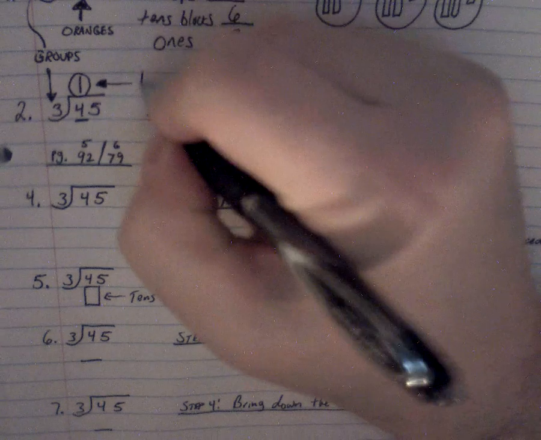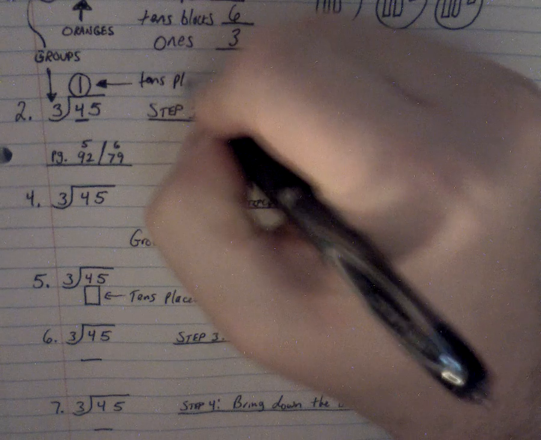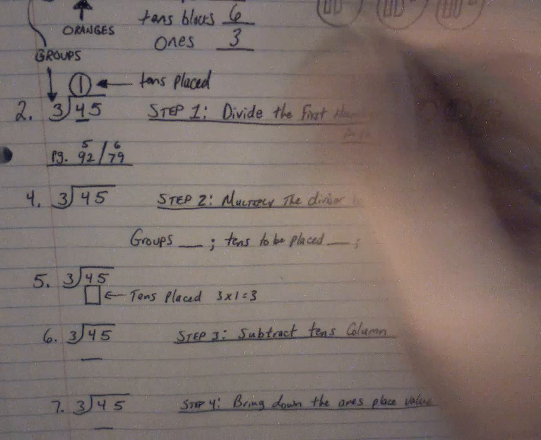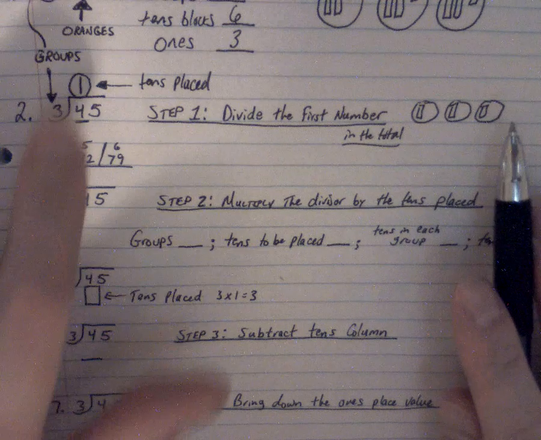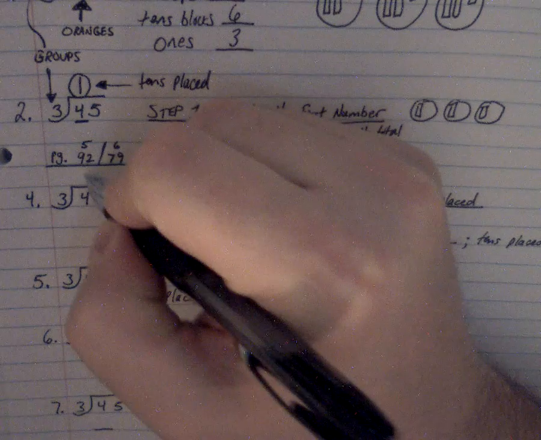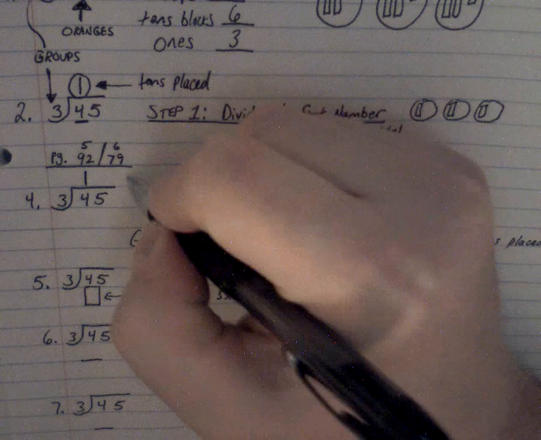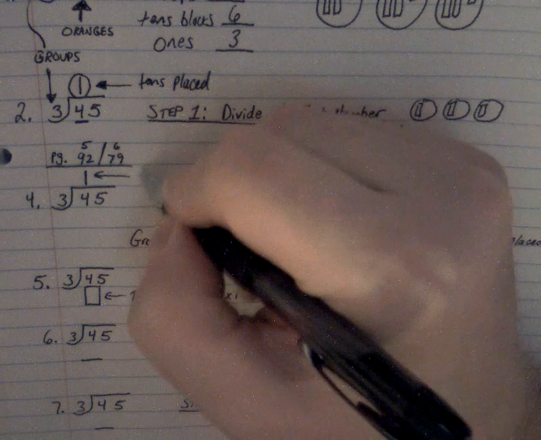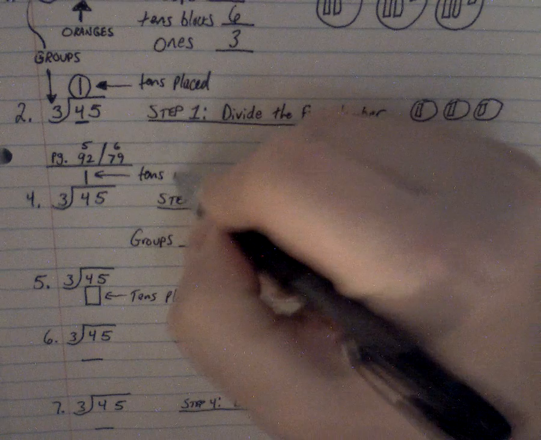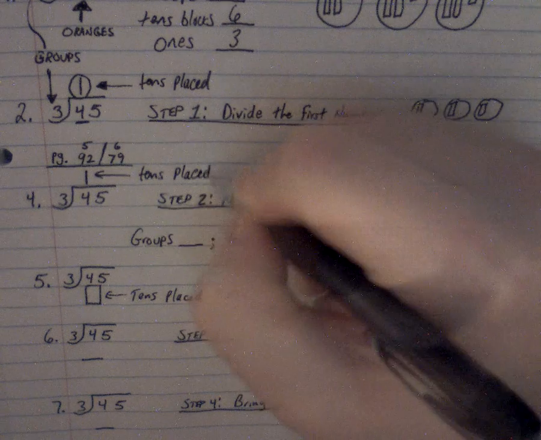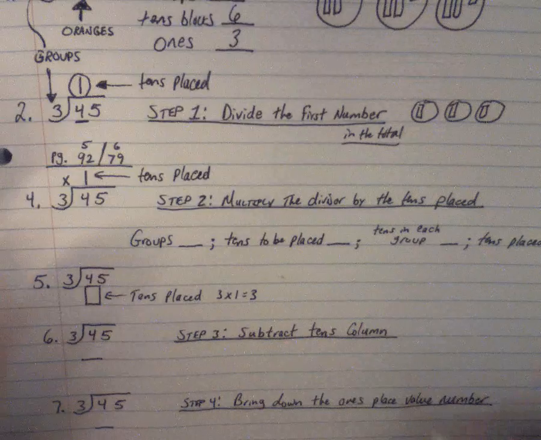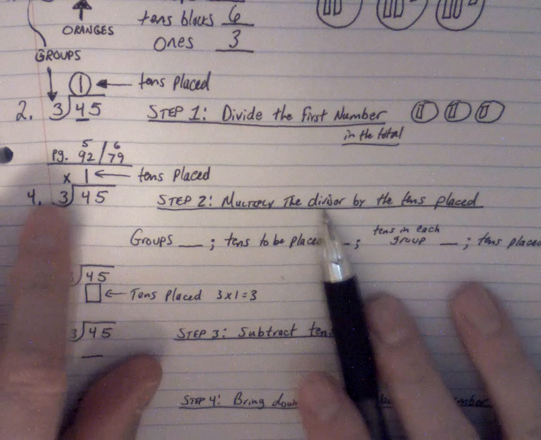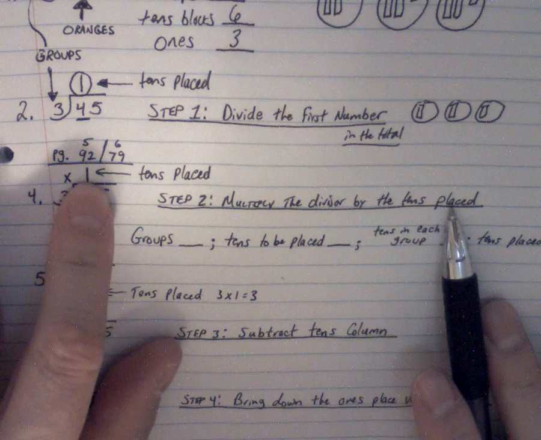So this is the tens placed. Alright, because I placed 1 ten in each group. So therefore, this is the tens placed. So I'm going to put that right here. I'm going to mark that again. Tens placed. Okay? And what we're going to do is we're just going to do a simple multiplication. Multiply the divisor by the tens placed.